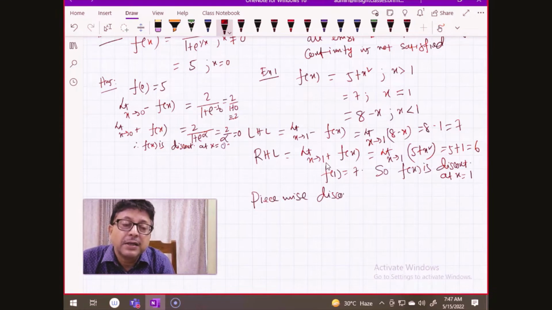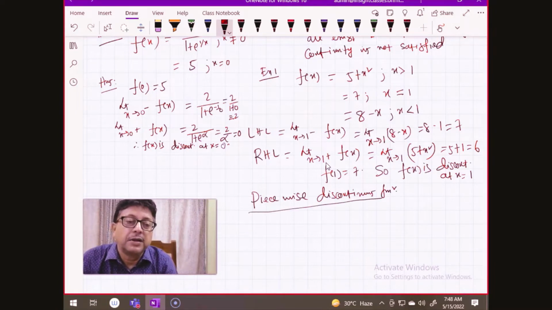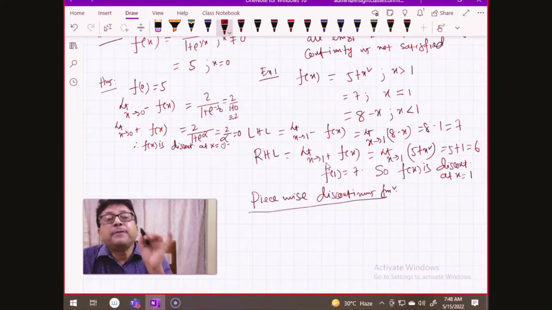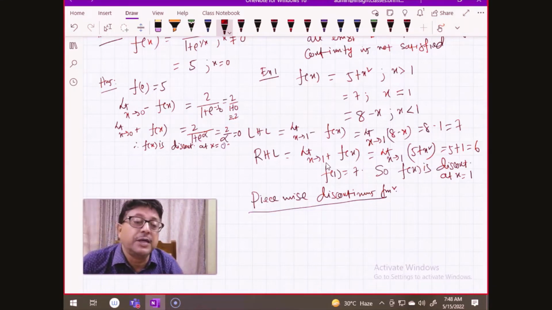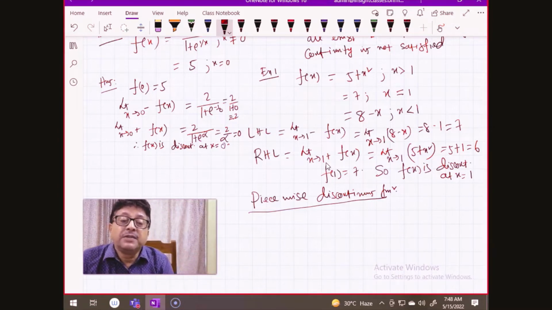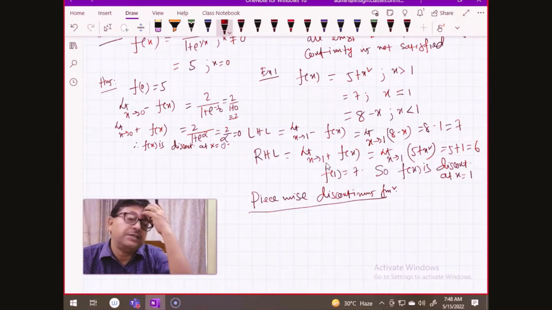Piecewise discontinuous function. What is that piecewise discontinuous function? If a function has the first kind of discontinuity, I mean not obeying the condition of continuity, but the limit exists, and the number of discontinuities over an interval is finite, then the function is said to be a piecewise discontinuous function.